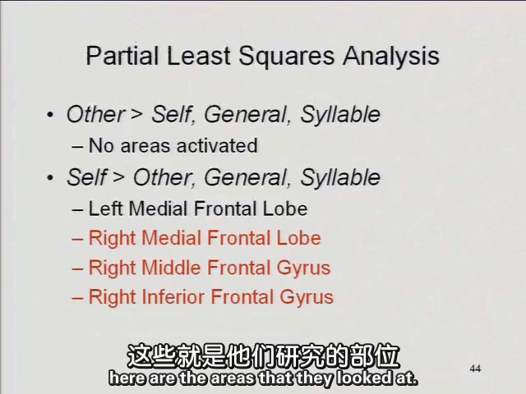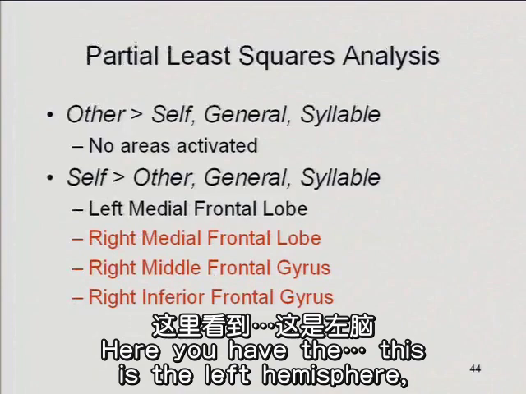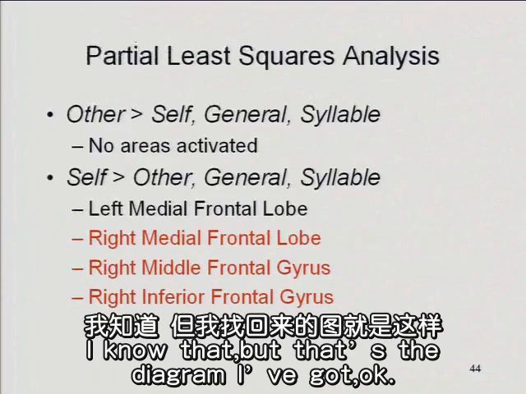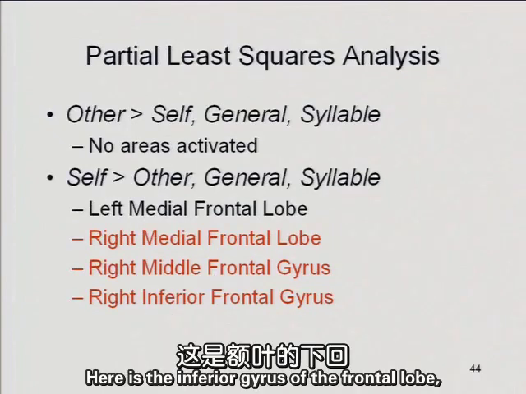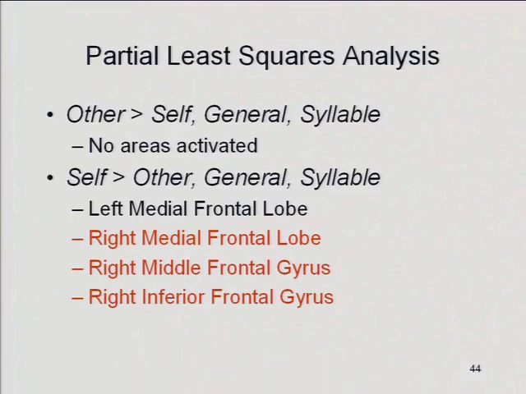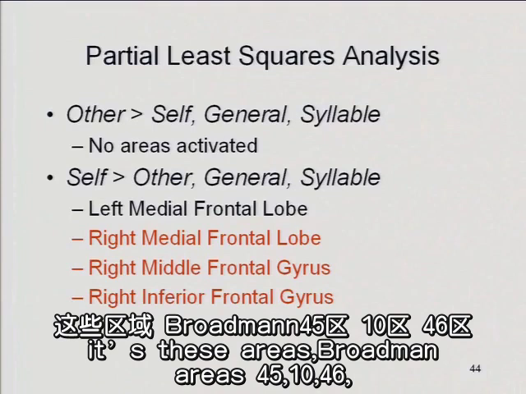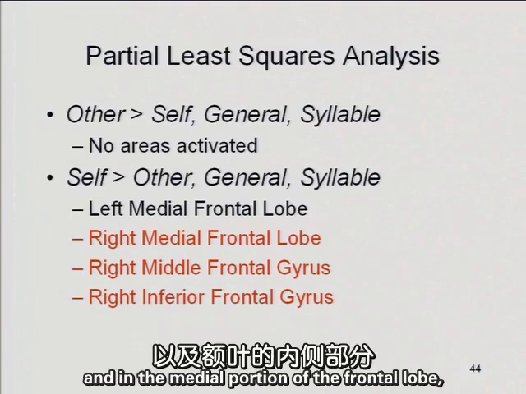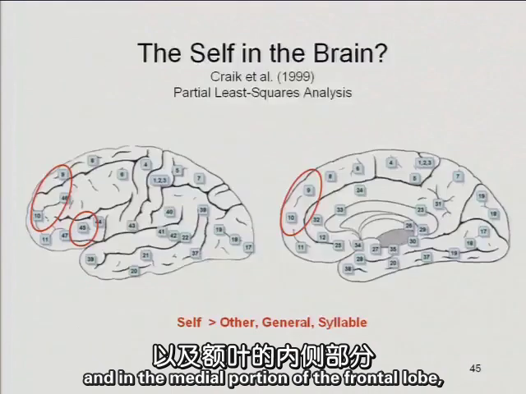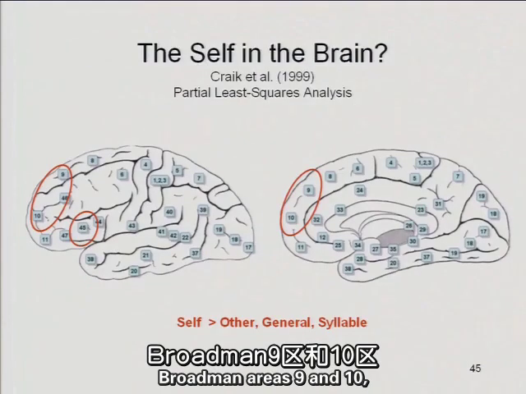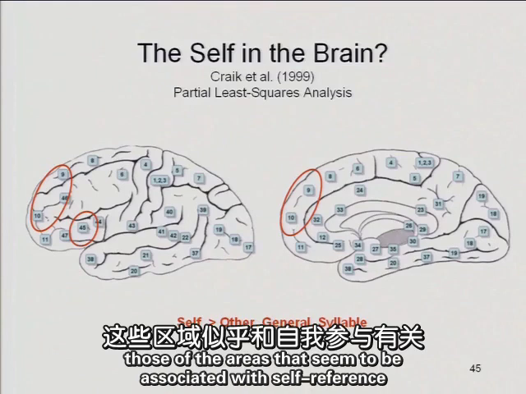Here are the areas that they looked at. This is the left hemisphere. I know that, but that's the diagram I've got. Here's the inferior gyrus of the frontal lobe. Here's the middle gyrus of the frontal lobe. It's these areas: Brodmann's areas 45, 10, 46, and in the medial portion of the frontal lobe, Brodmann areas 9 and 10. Those are the areas that seem to be associated with self-reference.